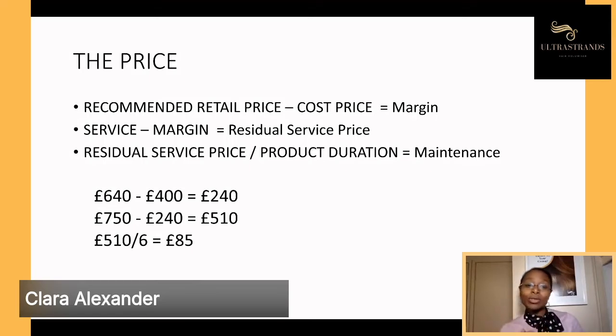So when we now come on to the residual service price, you then have the 750, which is your total maintenance, including your consultation and your installation. Take away the margin, which is 240, which will give you £510. Now, when you're looking at £510, this is what we call your residual service price. What you can do with the residual service price is, if you divide that by 6, it will give you an average of £85 per month that your client will need to spend on maintenance.